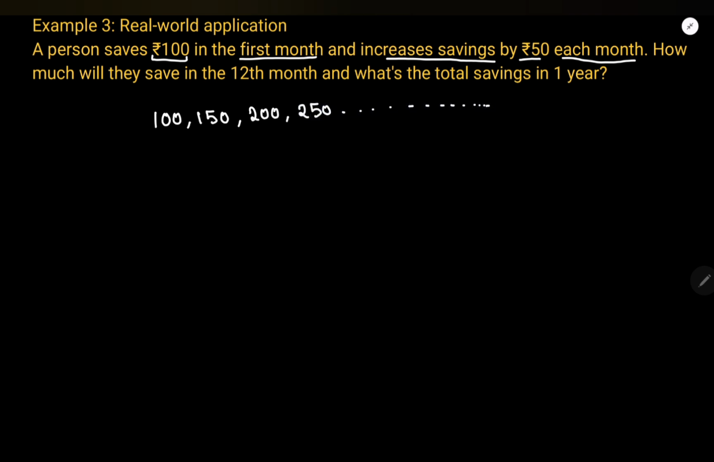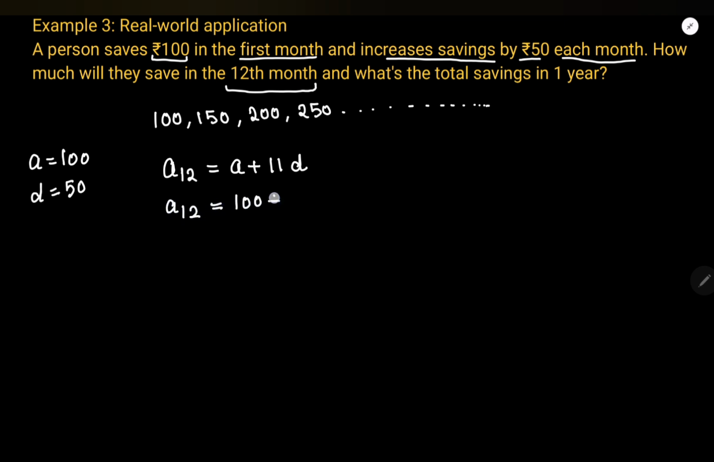And now we will read our question. How much will they save in the 12th month? First of all, we need to find A12, right? Because they are asking for the 12th month. So A12 is equal to A plus 11D, right? Okay. What is A here? We will write A is 100, right? And what is D here? D is 50. Okay. So A12, in the 12th month they would save 100 plus 11 times 50.